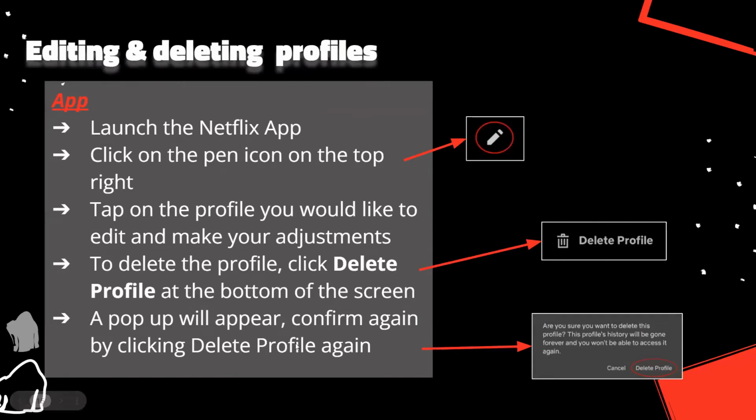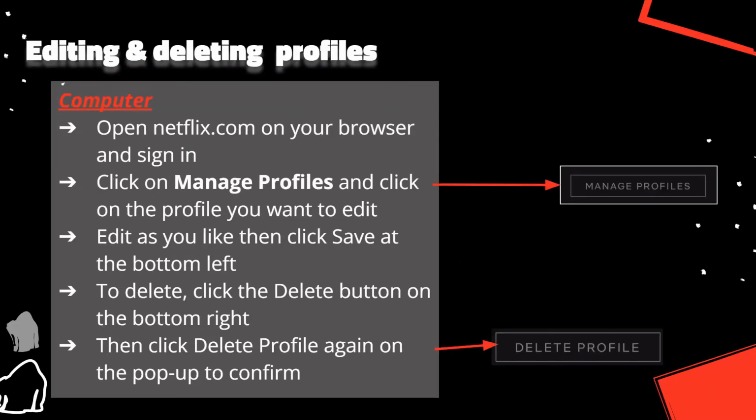And then a pop-up will appear confirming again, and you're going to confirm that you want to delete your profile again by clicking Delete Profile in the bottom right corner. So it's right there, and then the pop-up just gives you a chance to go back on your decision if you want to keep the profile or you clicked Delete Profile by accident.